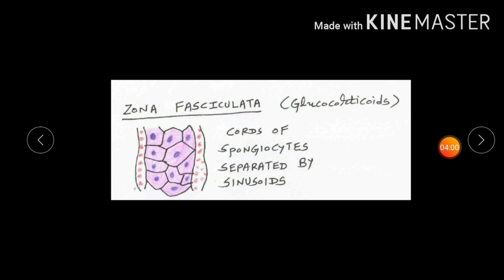Now the cells have fat within their cytoplasm, which dissolves during the preparation of the slide. So whenever you see the slide under the microscope, you will see cells which are vacuolated or spongy in character. That's why these cells are also known as spongiocytes. This group of cells is separated by capillaries on each side of their gatherings. Fasciculata cells chiefly produce the glucocorticoids.